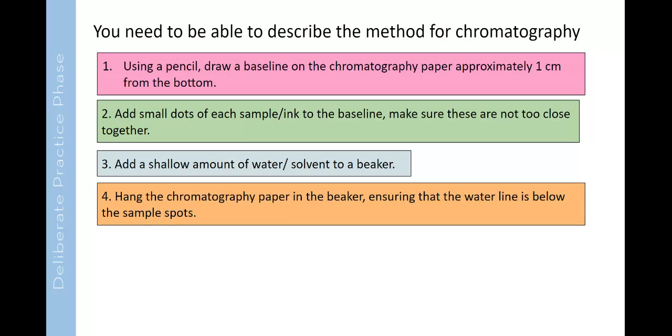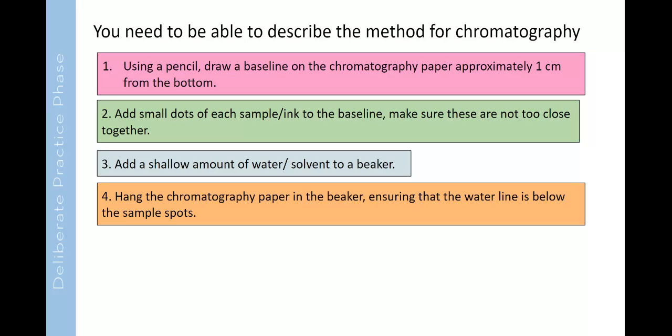Number 4, hang the chromatography paper in the beaker, ensuring that the water line is below the sample spot. So that's a really important point, guys. If you don't make sure that the water is below the sample spot, if it's above it, the ink will dissolve into the water. Okay, and the experiment won't work.